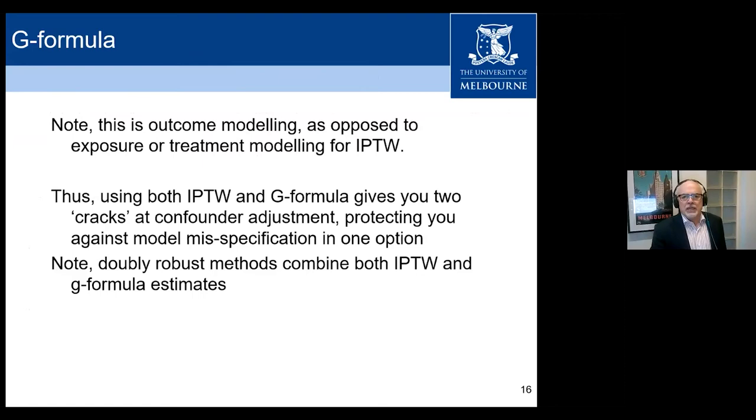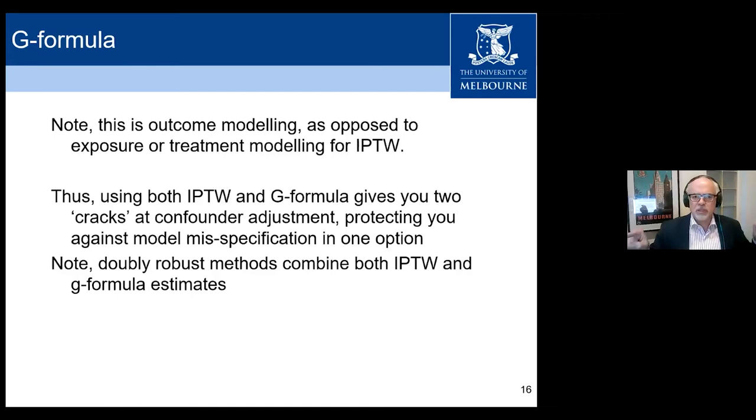All right, now this is outcome modeling. So remember before, with the propensity scores and the IPTWs, we're doing something to predict the exposure. So this is now outcome modeling. We're actually directly predicting the potential outcomes. We're predicting values of the Y in the model. And so using both IPTW and G formula, you can do both. So if you do an IPTW onto exposure and a G formula to outcomes, you're doing both of them.